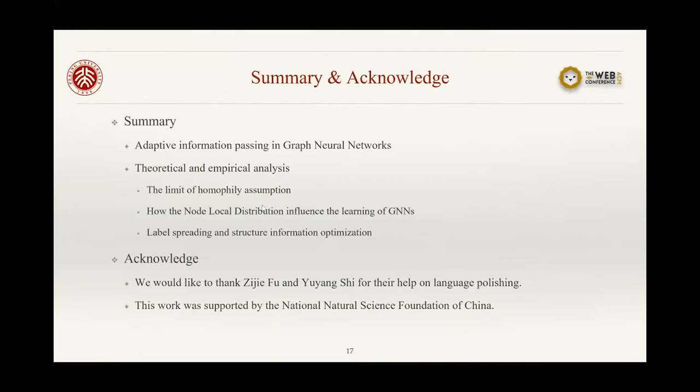So here comes a summary. In this paper, we focus on improving the expressive power of GNNs on graphs with different local distribution patterns. We first show empirically that different local distribution patterns do exist in some real-world datasets. With theoretical analysis, we show that this variety of local distribution patterns has a negative impact on the performance of traditional GNNs. To tackle this problem, we propose meta-wave graph neural network, consisting of two key stages.